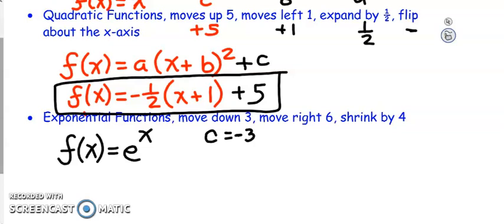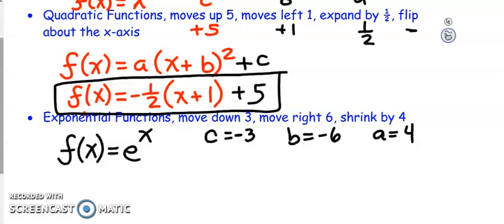Moves left to right, it's B. Remember, it goes opposite of what you think. So right is going to be a positive answer, but opposite of that would be negative. And then it's going to shrink by 4, sorry. So it's going to come in by 4.